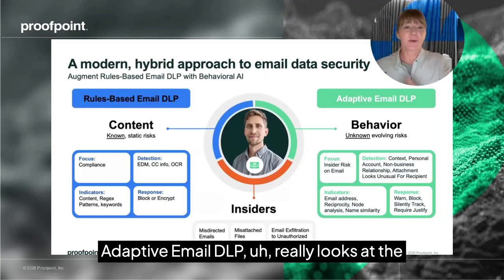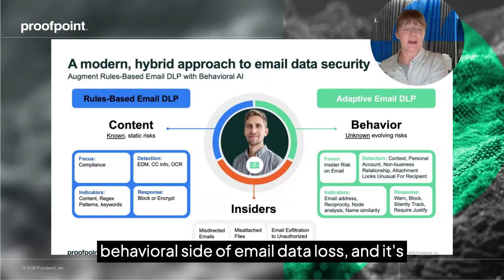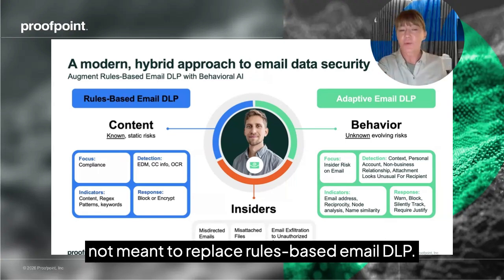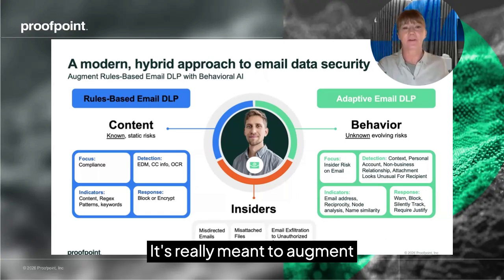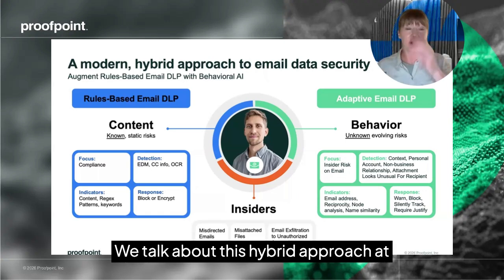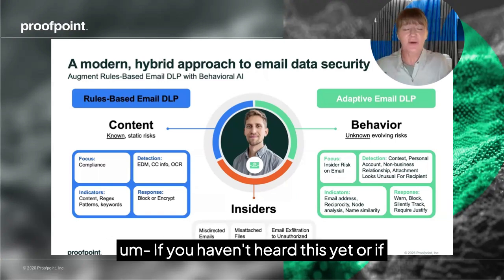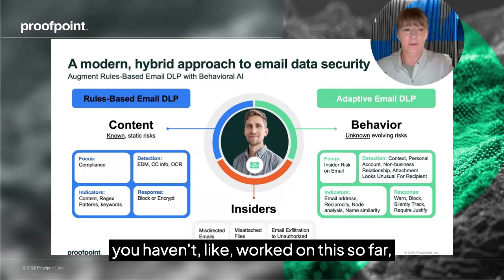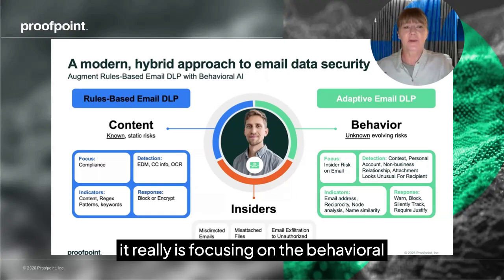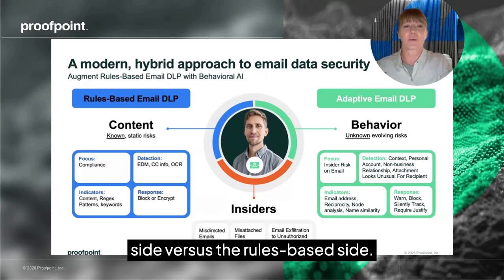So adaptive email DLP really looks at the behavioral side of email data loss. And it's not meant to replace rules-based email DLP. It's really meant to augment it and to work together. We talk about this hybrid approach at Proofpoint to email data security. And if you haven't heard this yet, or if you haven't worked on this so far, it really is focusing on the behavioral side versus the rules-based side.